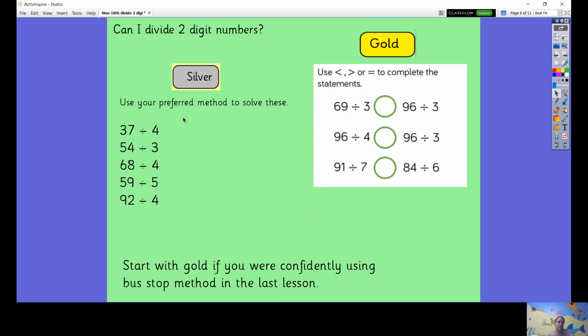This is just working out the answers. This one is working out the answers and then putting in the greater than, less than, or equals to symbols, just like we did in one of the earlier slides. If you've forgotten that, go back to that bit of the video and have another look at it. Okay, so you can pause it there, and then I'll move on to platinum in a minute. So if you pause and have a go at that.